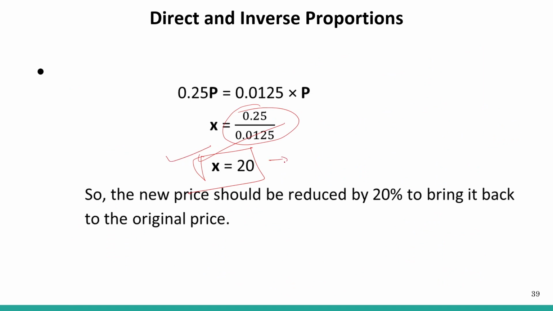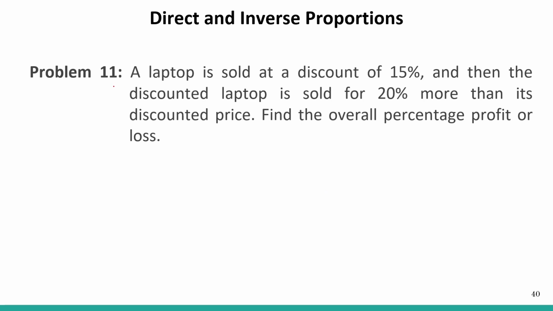Okay. So here also you can see, this is the correct answer. So the new price should be reduced by 20% to bring it back to the original price after the hike in the price. Okay, the hike was 25%, but the reduction was 20%. Why? Because we consider the new price, that is the 25% hiked price, as the base price, after which there should be a reduction. So the reduction must be 20%. So let's go forward to the next question.